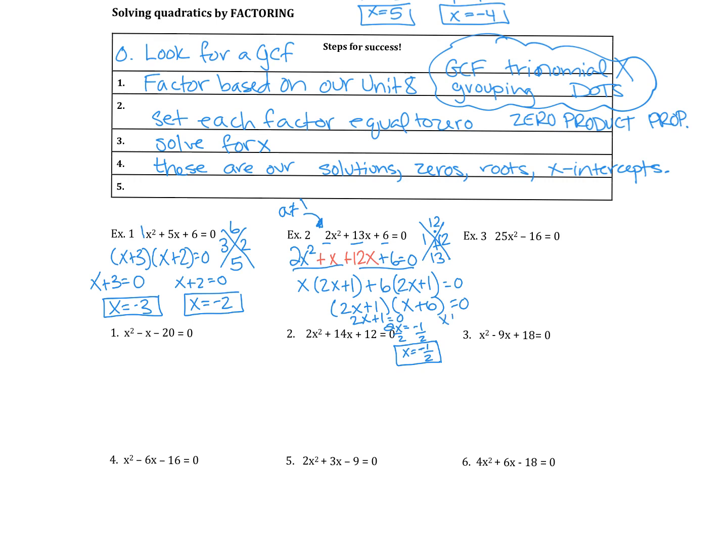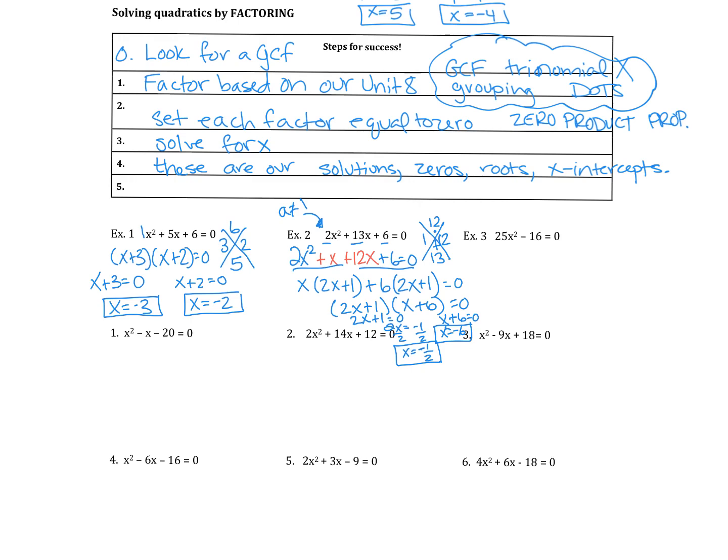And now I set the x plus 6 equal to 0, and I'm going to subtract 6 from both sides, and this is where I get x equals negative 6. So my two answers are negative 1/2 and negative 6 for my x. So let's take a look at example 3.